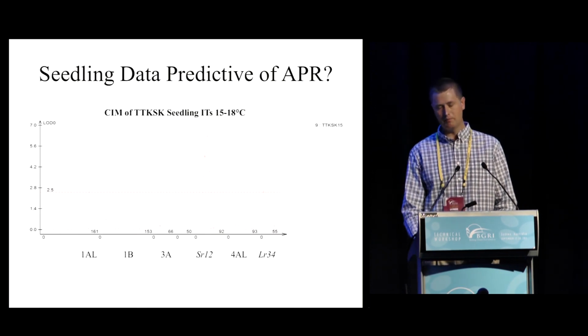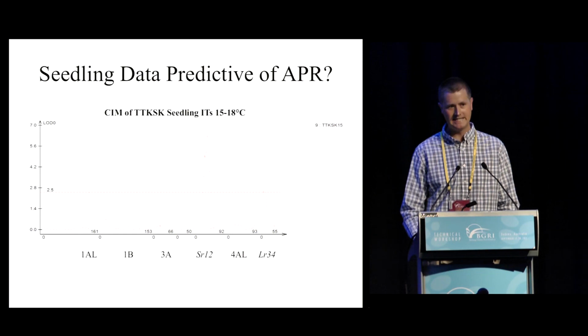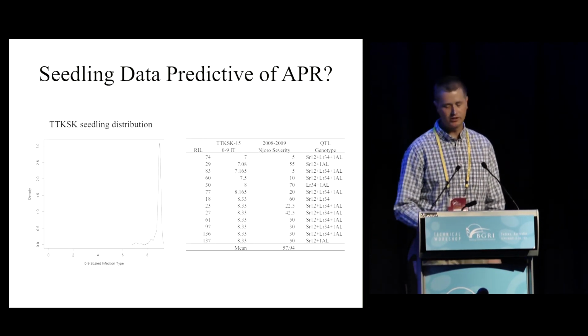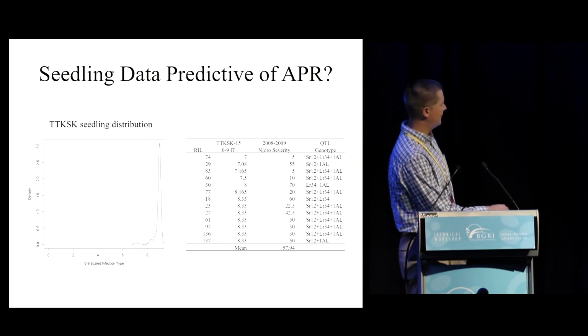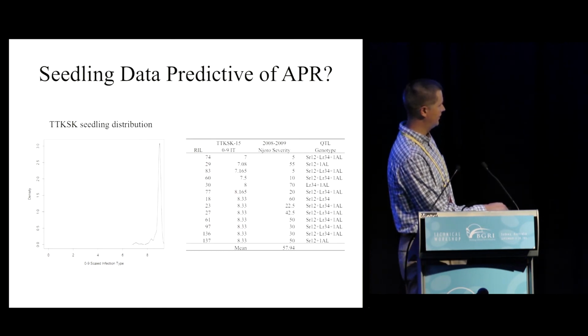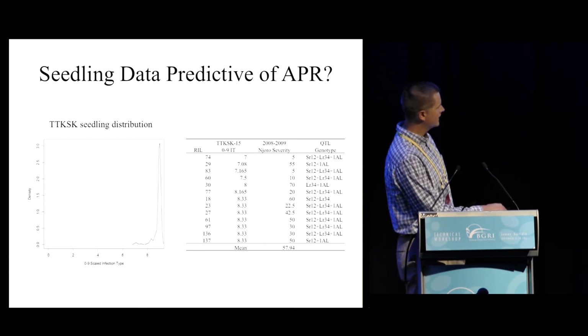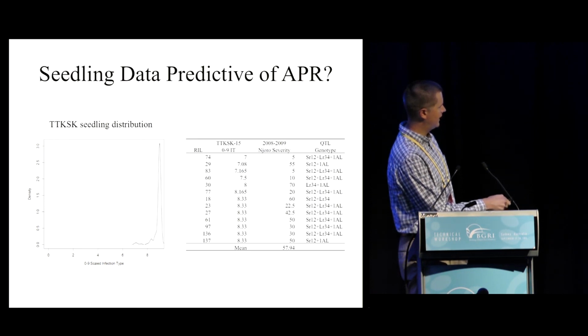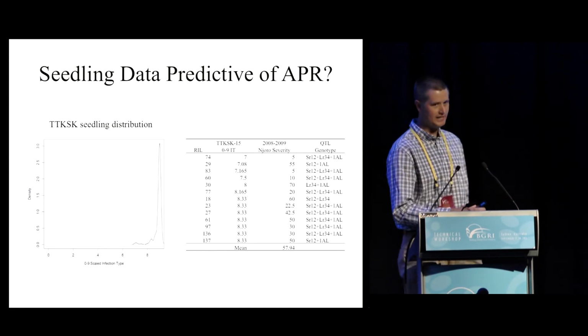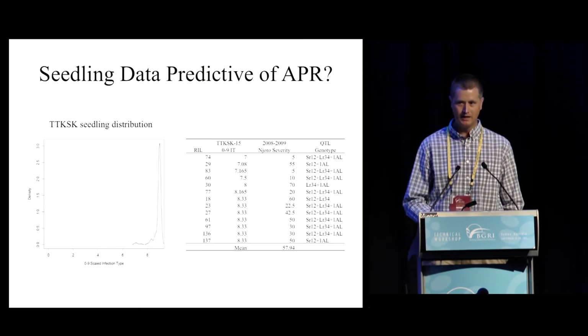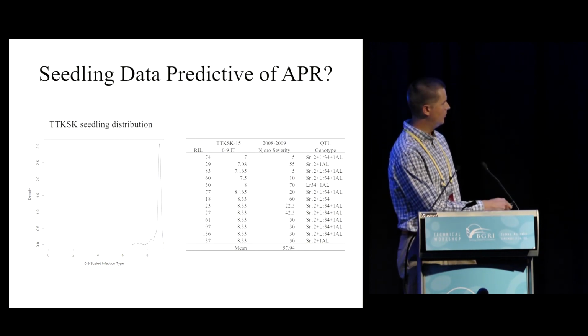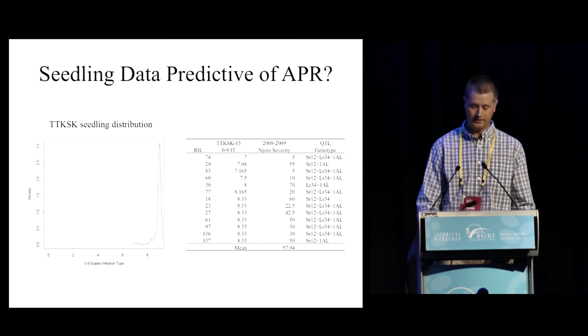And so to kind of test that hypothesis, we ran that population also at the cold temperature with race TTKSK and mapped those data. And then you can see the distribution of those data here. The population is very susceptible to race TTKSK, but there is a little bit of variation. When you look at the lines with the lowest seedling converted infection types, those lines have these QTL genotypes. And so picking these lines that have like a 3 infection type or a 3- infection type is very predictive of adult plant resistance QTL in the field, which we thought is quite interesting.